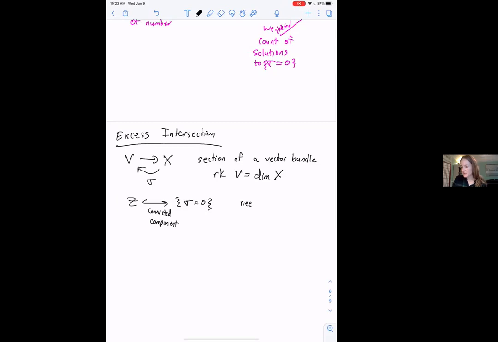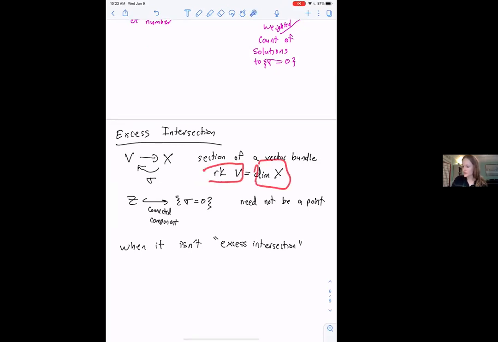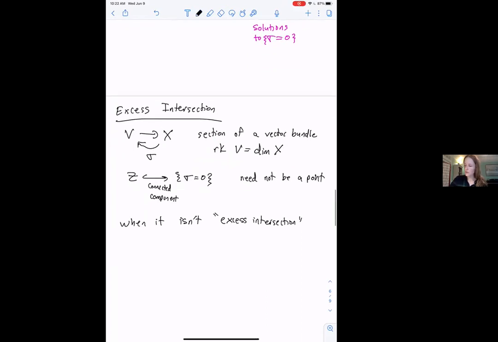And this doesn't need to be a point. When it isn't, we have an excess intersection. Or just because of this, we would expect the dimension to be the number of variables minus the number of equations. So we can start removing it.